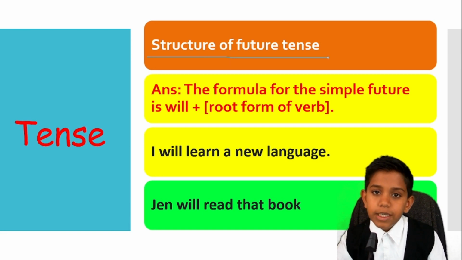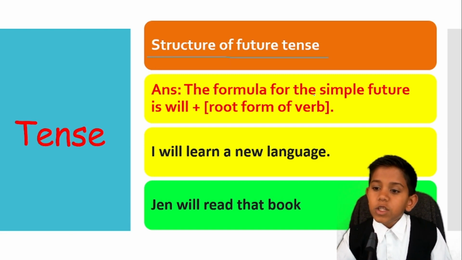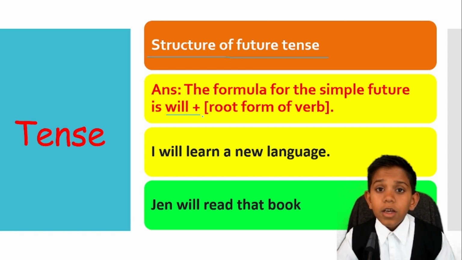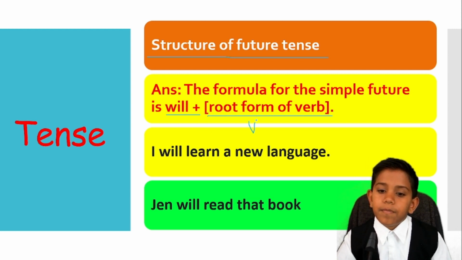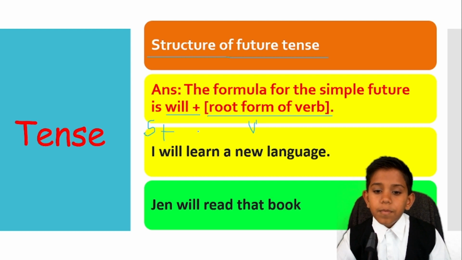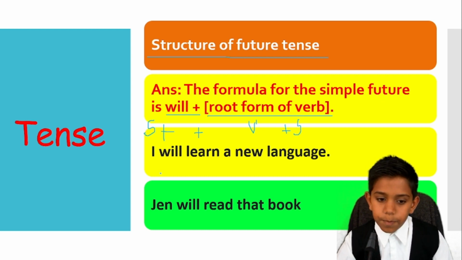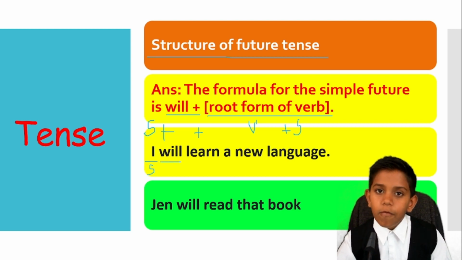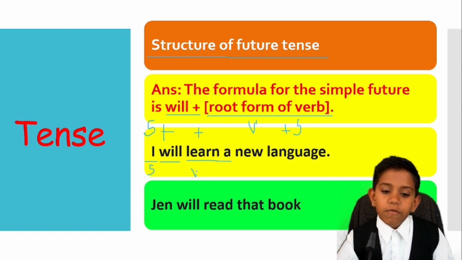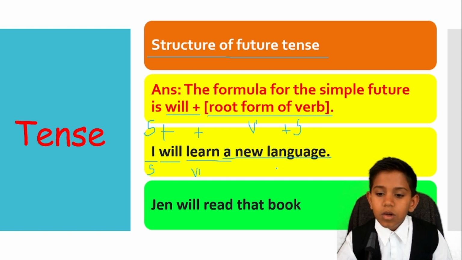The structure of the future tense. Structure is most important. The formula for the simple future tense: will, which is the auxiliary verb, plus the root form of the verb, that is the V1 form or the main verb. So when there is subject plus will plus V1 plus object, then the sentence of the simple future tense is formed. I will learn a new language. Here I is the subject, will is the auxiliary verb, learn is the V1 form, and the remaining is the object.